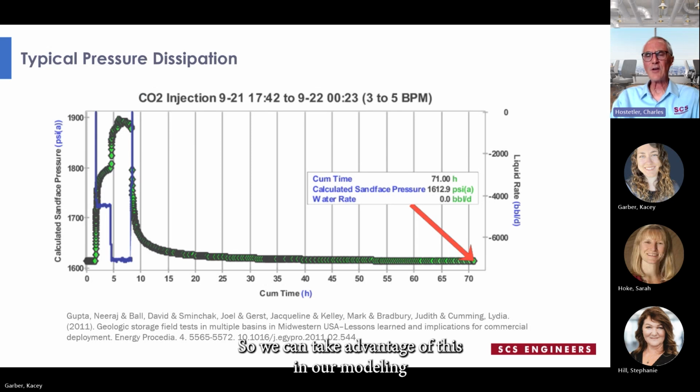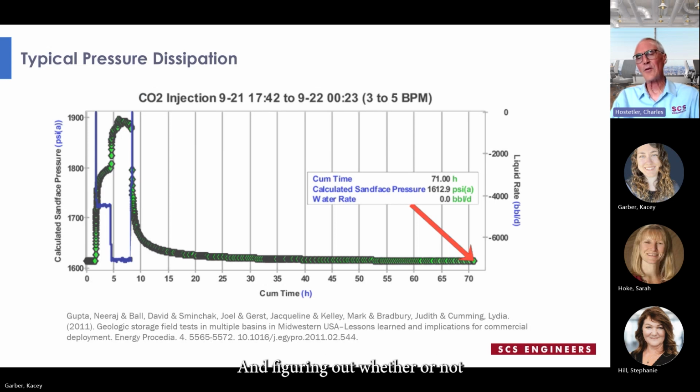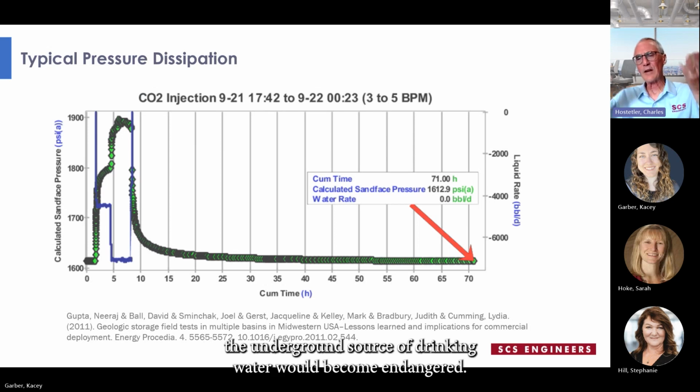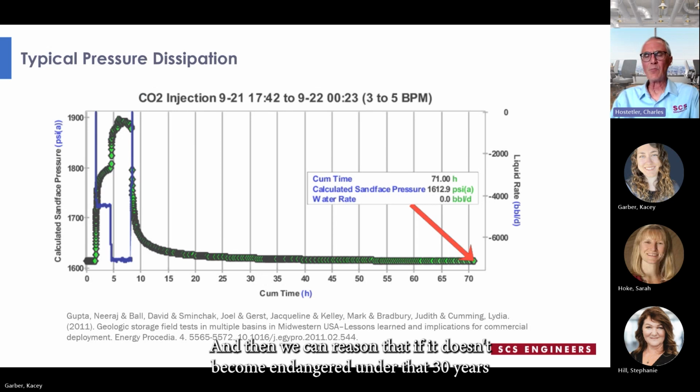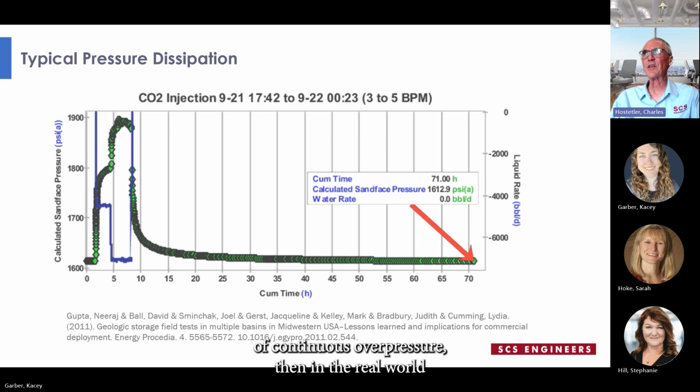So we can take advantage of this in our modeling by applying pressure for a 30-year period, which is much longer than would be in real life, and figuring out whether or not the underground source of drinking water would become endangered. And then we can reason that if it doesn't become endangered under that 30 years of continuous overpressure, then in the real world, it wouldn't become endangered during the buildup of pressure, the achievement of peak pressure, and the pressure dissipation after the 20-year period. Okay.